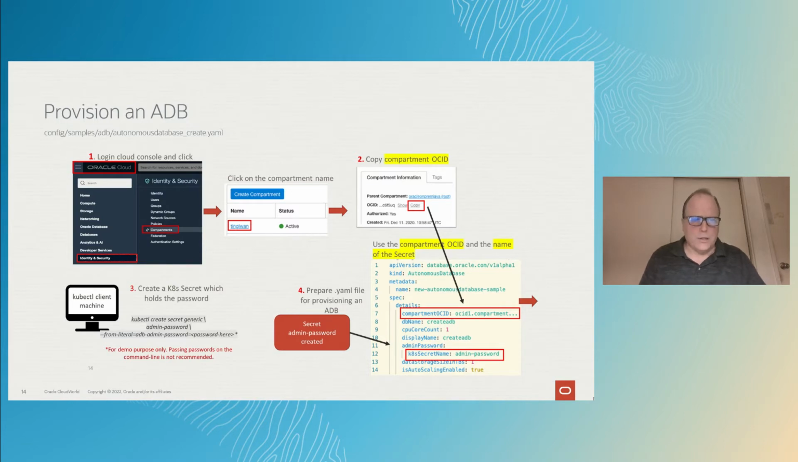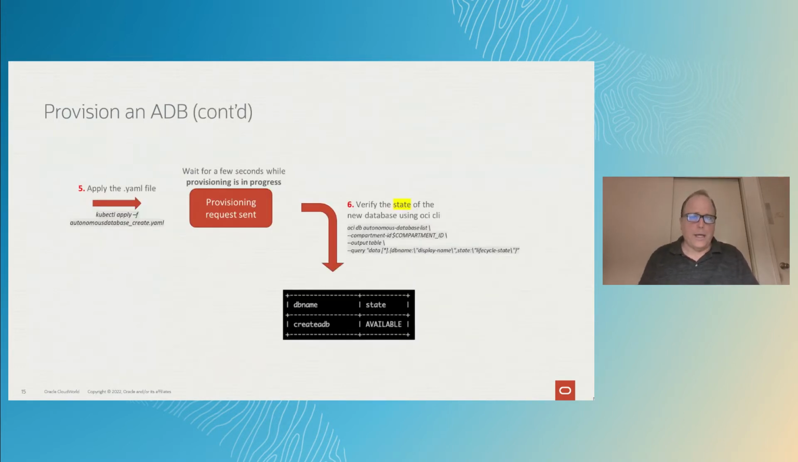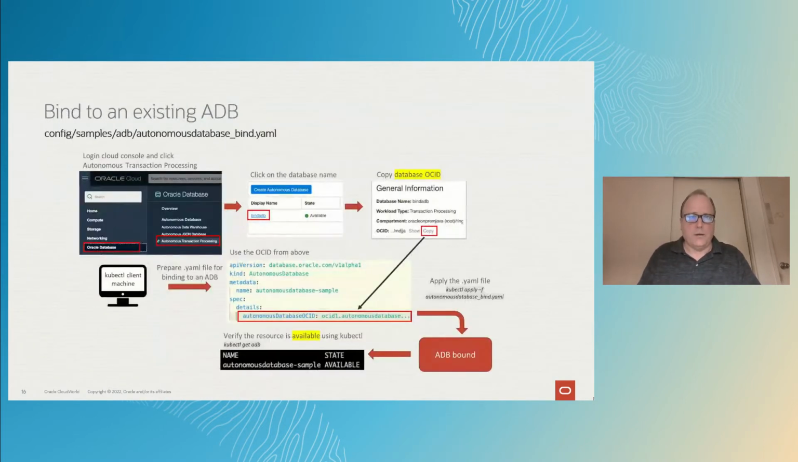Now, on this particular slide, I feel obligated to tell you that this is just for the demo, where we're doing it on the command line. It's not recommended to pass passwords on the command line. You would probably use a vault or something to pass the password. After you put those two entries into the YAML file, you apply it, wait a few seconds, and then look in the console or use a command line to see if the database is available.